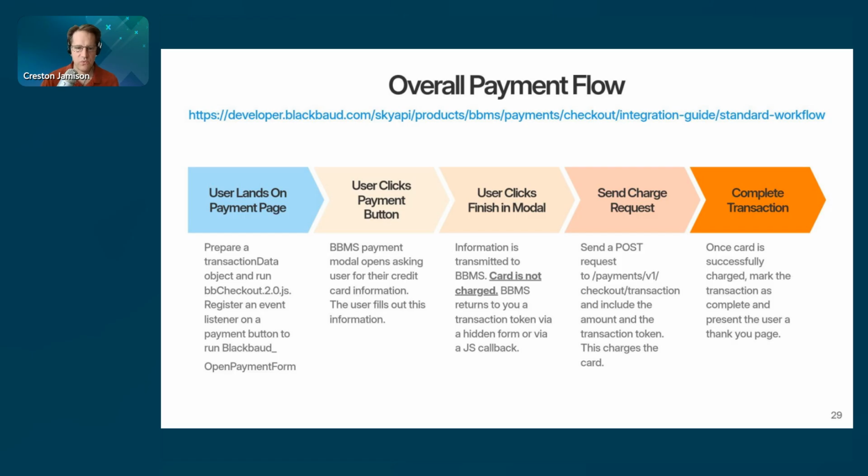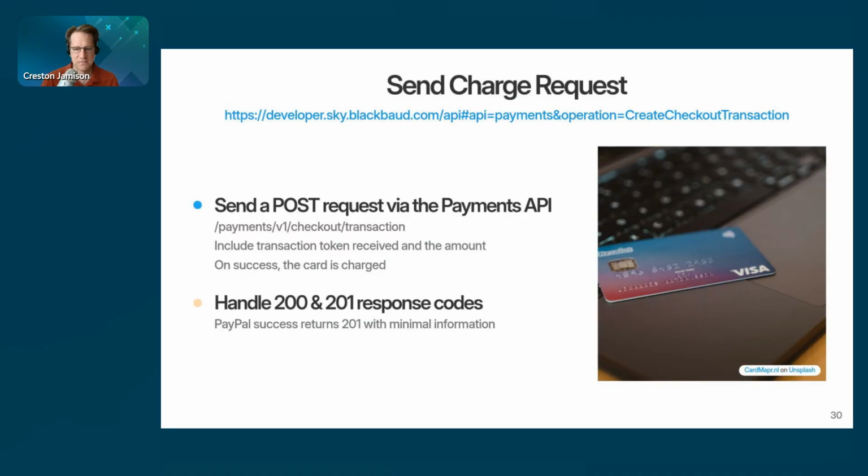Okay, back to this payment flow we've looked at. So we covered action number 1, user lands on a payment page. Action number 2, user clicks the payment button. It opens the modal, and then user fills that information. Action number 3, user clicks finish in the modal. Now we're at the point where they're kind of waiting, like imagine the spinner spinning that I mentioned. You need to send a charge request to Blackbaud to actually charge the card. So that's the next step, send the charge request.